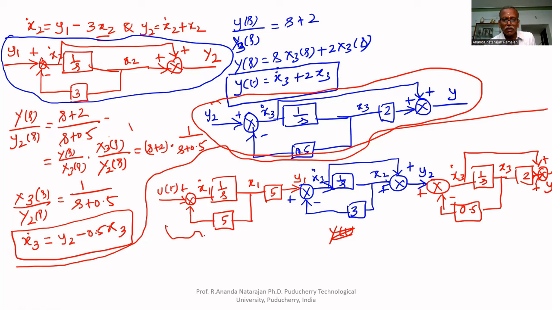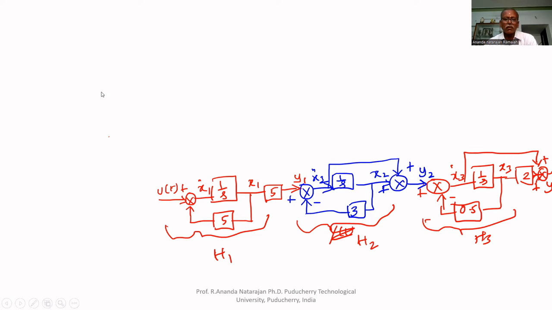This is realization of h1. This part is realization of h2. This part is realization of h3. This is x1 dot. This is x2 dot. This is x3 dot. This is y. So we have to write expression for x1 dot, x2 dot, x3 dot, and y. Let us write x1 dot.